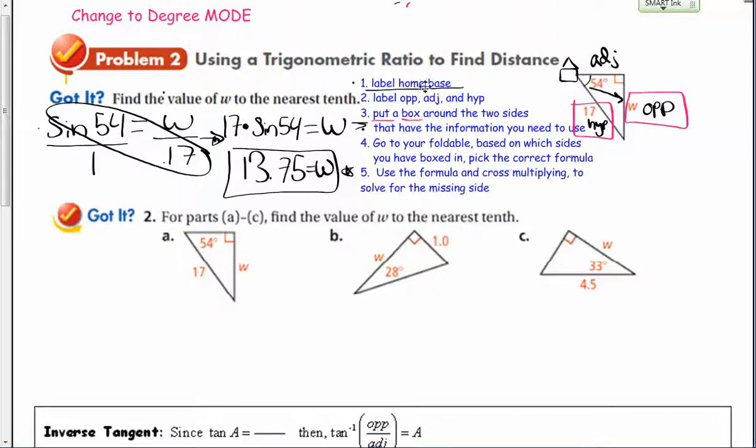I think the back of your sine, cosine, tangent foldable will remain pretty empty, and so those might be a good 5 steps that you guys could put right there on the back of your foldable. Alright, let's go ahead and do number 2.